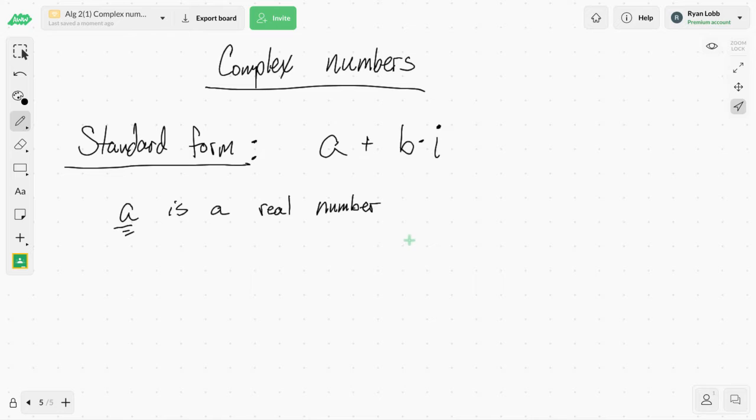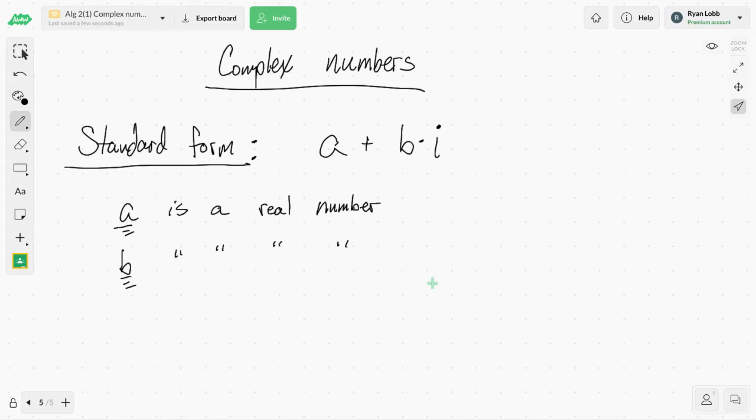That's why you've got to know what real numbers are. Essentially, real numbers are anything except imaginary numbers. Any number you've ever dealt with, until we just started doing i, is a real number. b is also a real number. So a and b are real numbers.